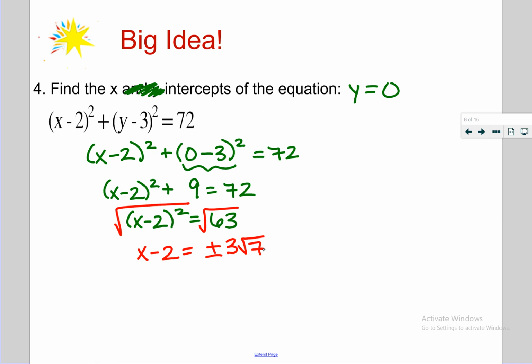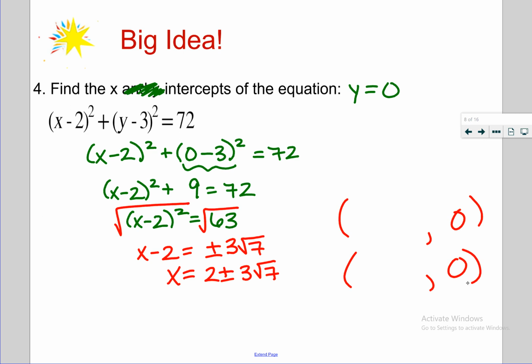Last step is I want to move the 2 to the other side. 2 plus and minus 3 rad 7. So if I wanted to list points that were the x-intercepts, there are 2 of them. Both of them have a y-coordinate of 0. One of them is 2 plus 3 rad 7, and the other is 2 minus 3 rad 7, which you could get a decimal approximation of and look at a graph to see if it matched up with where it's supposed to be crossing the x-axis if you want. If we did the y-intercepts, it would look almost exactly the same as far as steps go. You'd just be plugging 0 in the other parentheses. Okay, so you'll see a couple of those on your homework.